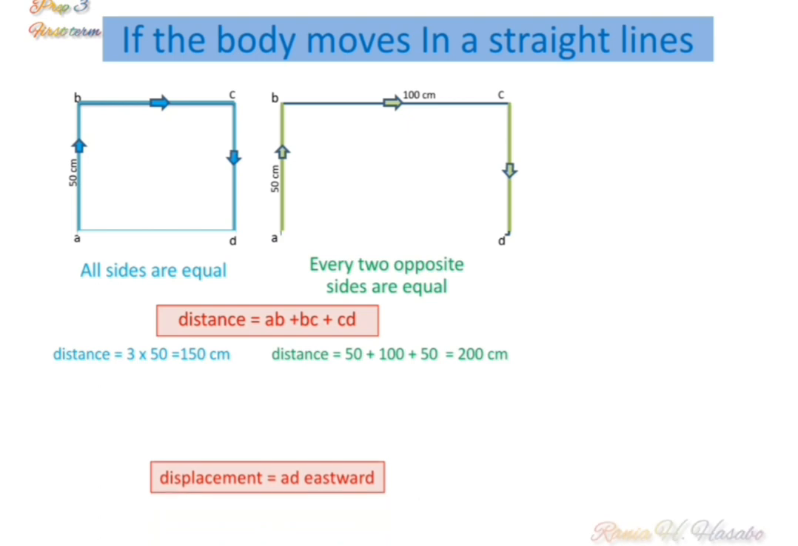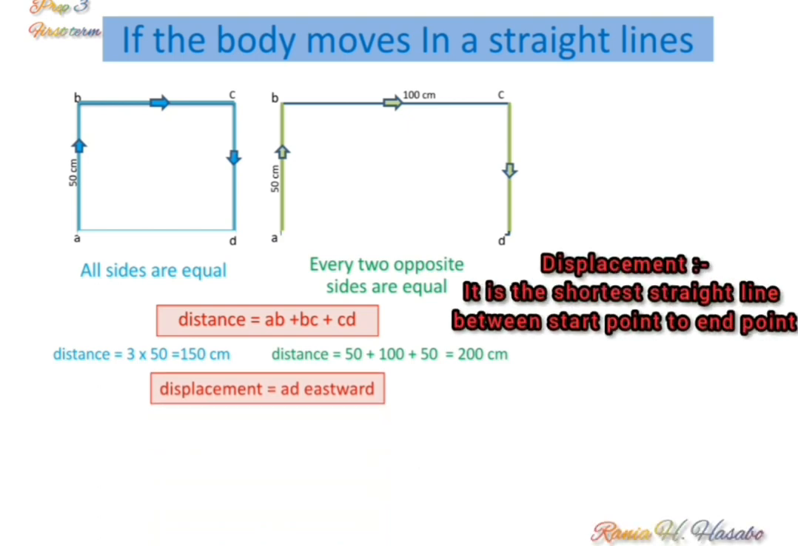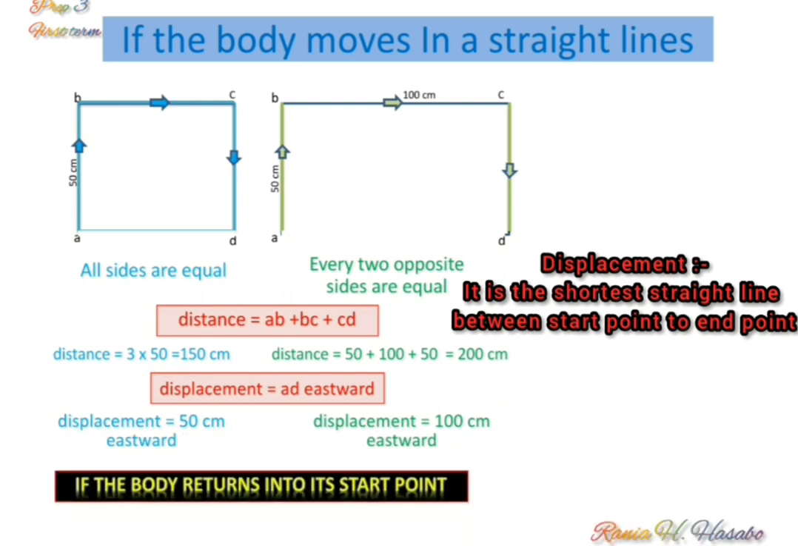While the displacement is the shortest straight line between the start point and the end point, so it is the length of AD, eastward from A to D. The displacement in the square is 50 centimeters, while in the rectangle it is 100 centimeters eastward. While if the object returns back to its start point from D to A, its displacement equals 0, as the start point is the end point.